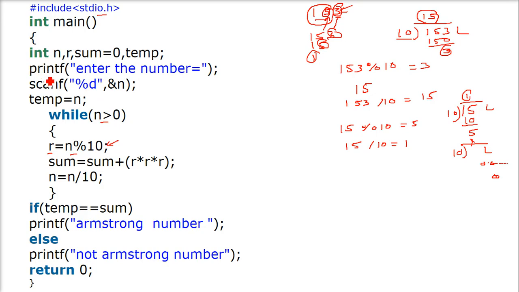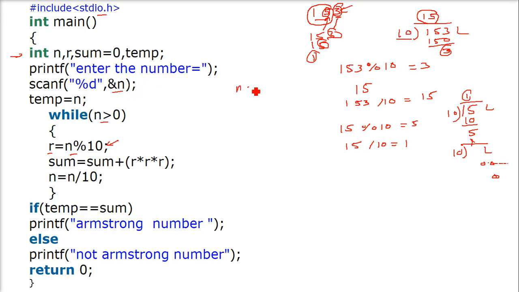Only the printf, scanfs, and the taking the number and printing will change. Other logic remains the same. I'll discuss about this later. First, you will ask for the number. Printf, enter the number. When the number is being entered, you will take it in n.